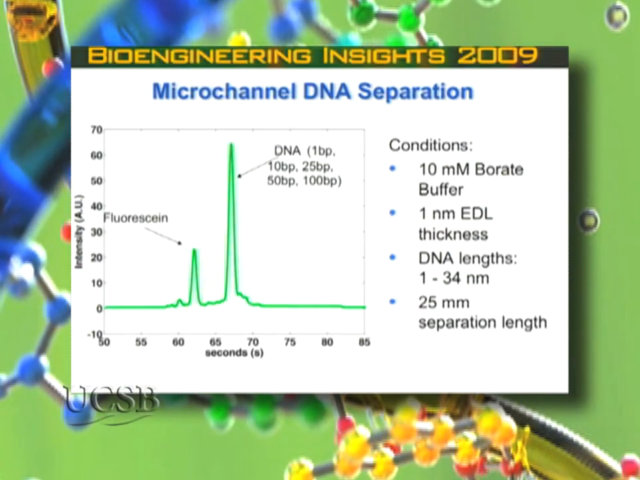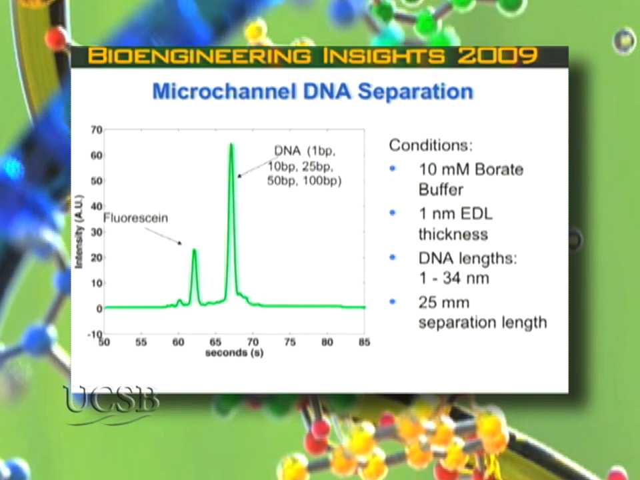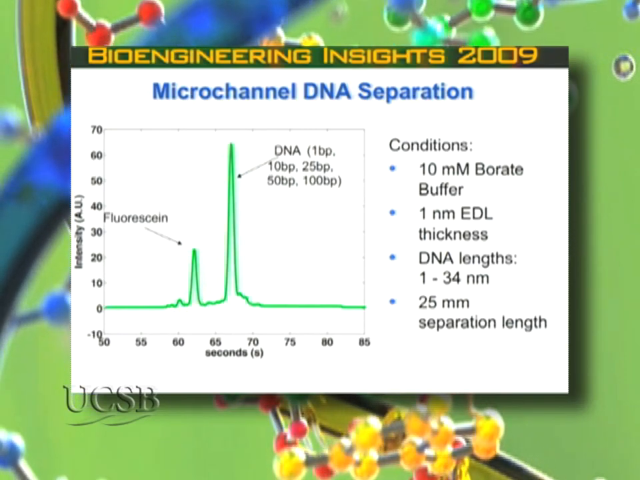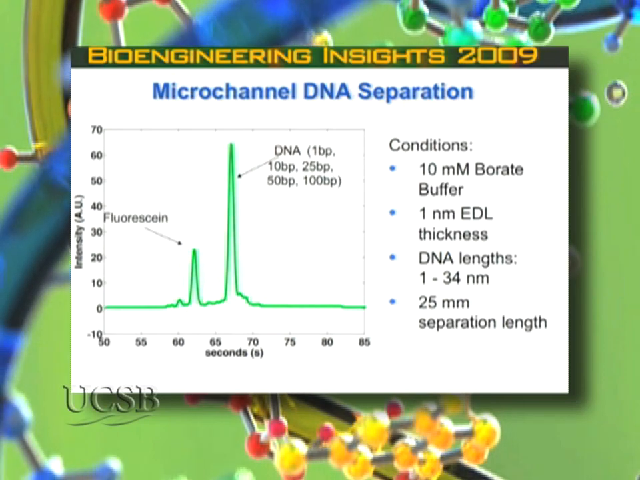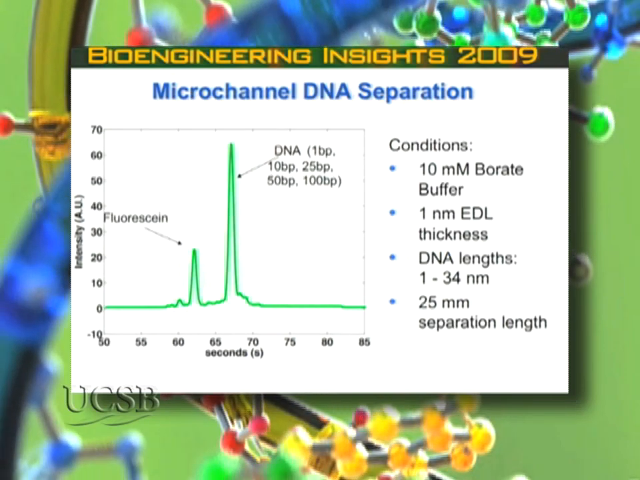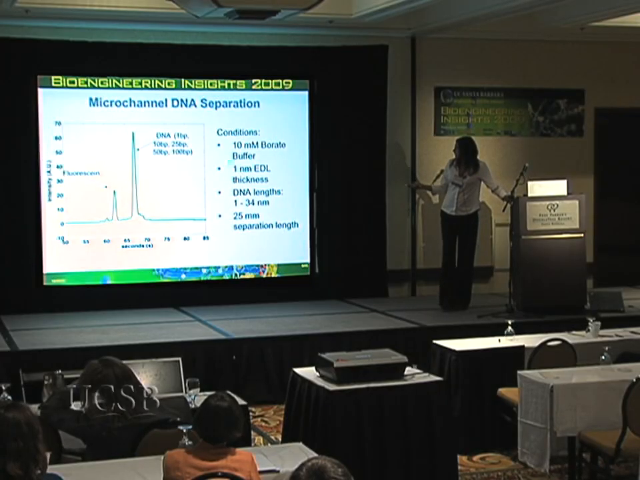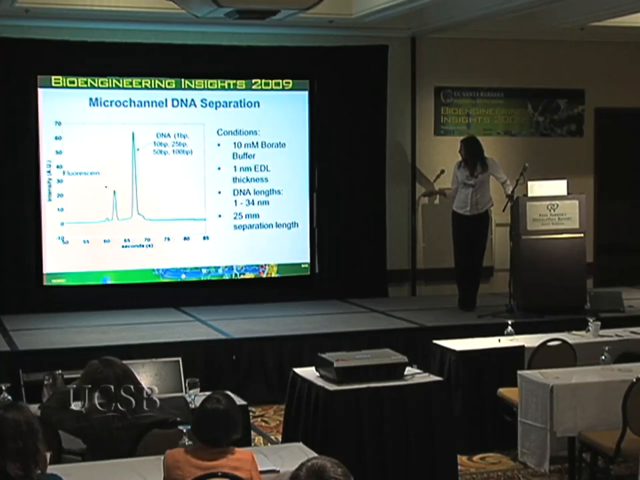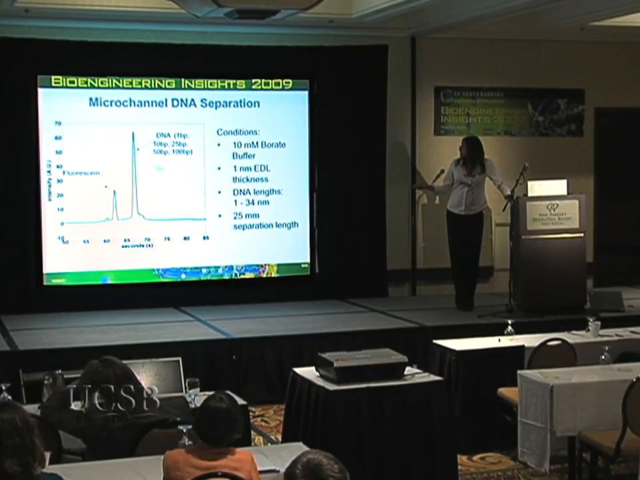Before we decided to delve into the physics, we wanted to see if it works. Hey, can we actually separate DNA in a nanochannel better than in a microchannel? And most of you know that in a microchannel, in free solution, DNA doesn't separate because they have the same mass to charge ratio. So what you're seeing is an electrophoregram of 5 different DNA molecules, all end tagged with fluorescein in a channel. It's in 10 millimolar borate buffer. It's 1 nanometer electric double layer thickness, very thin double layer. And what you see is after 70 seconds, a peak of fluorescein, and 5 peaks of all the DNA in 1 peak. 1 base pair, or UTP, 10 base pair, 25, 50, and 100, all in 1 peak.